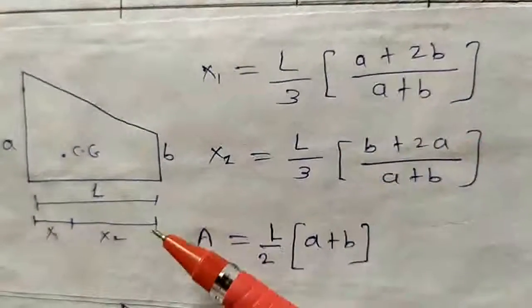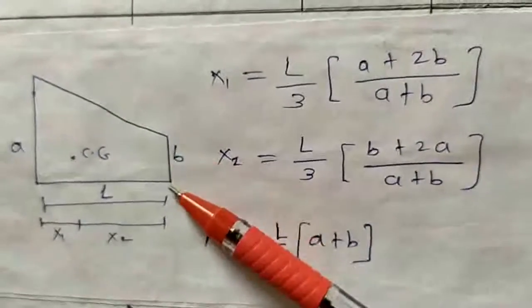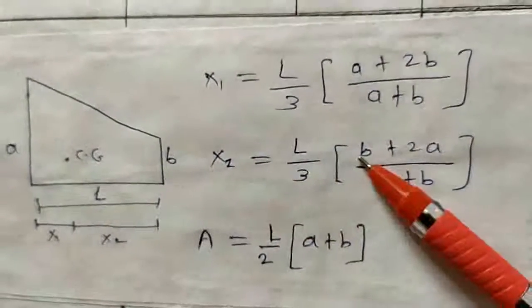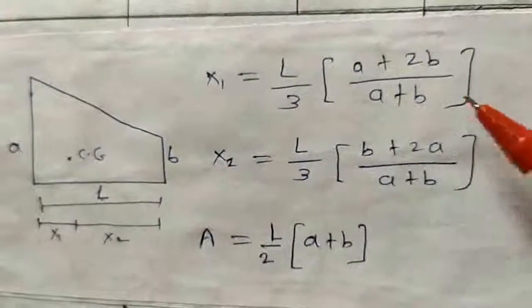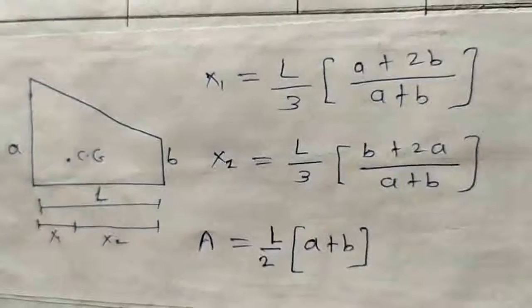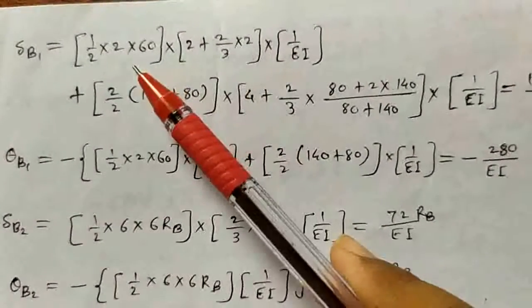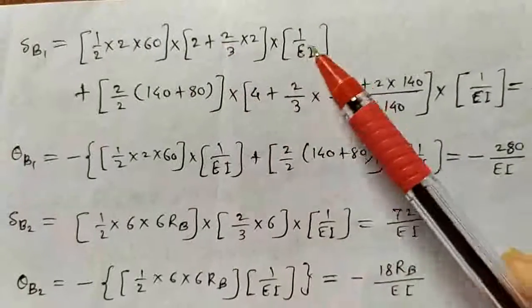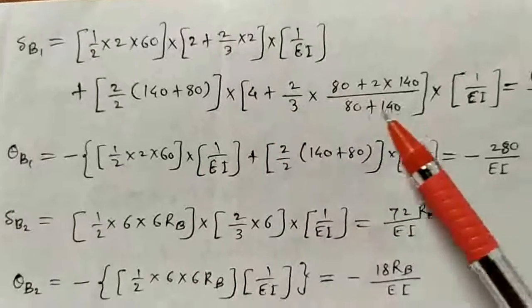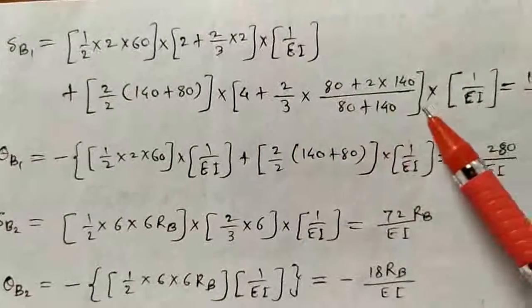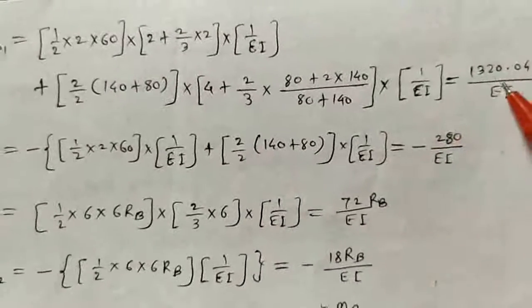So here x2 is measured distance from point B, from side B. So first of all write B plus twice of next. Likewise you can write this formula. I use this formula. So here area, centroid distance, EI variation. Again area of trapezoid into centroid distance from point B into EI variation. So we are getting this answer.